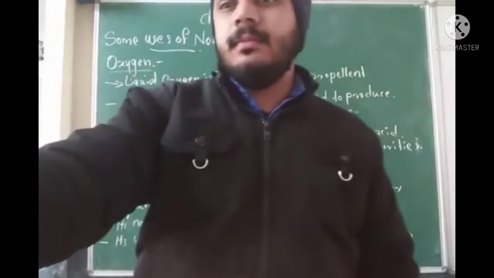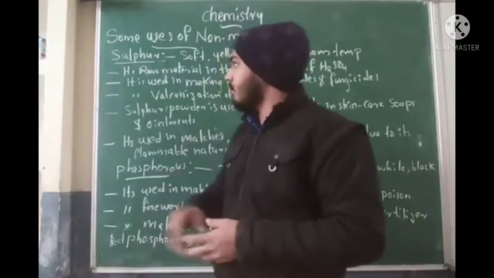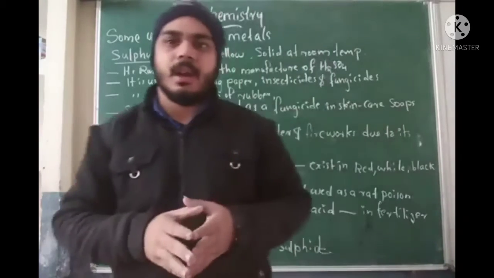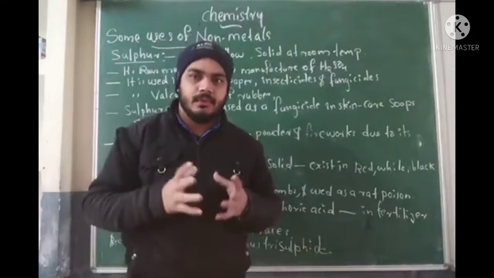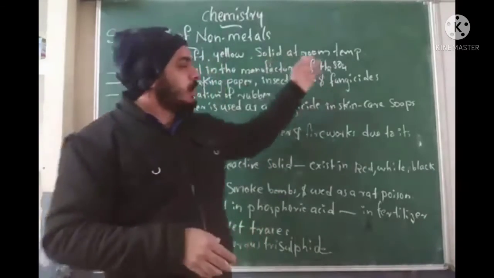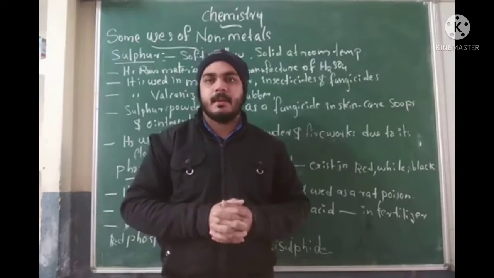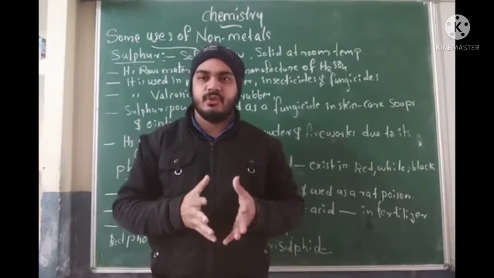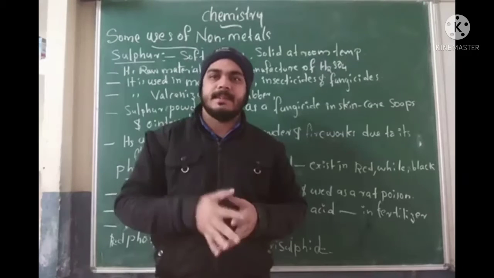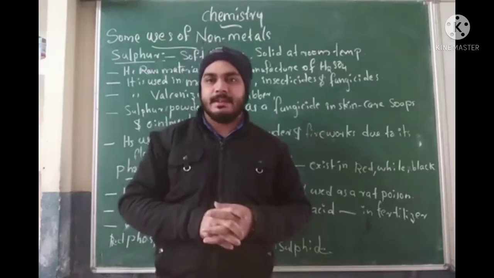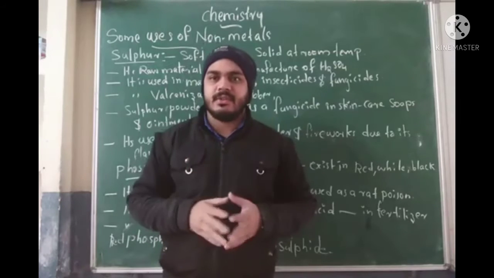And the next non-metal, sulfur. Sulfur is soft and yellowish in color. It is solid at room temperature. And it is brittle, easily broken into pieces. It is brittle in nature, and it is a very poor conductor of electricity. This is the basic nature of sulfur.